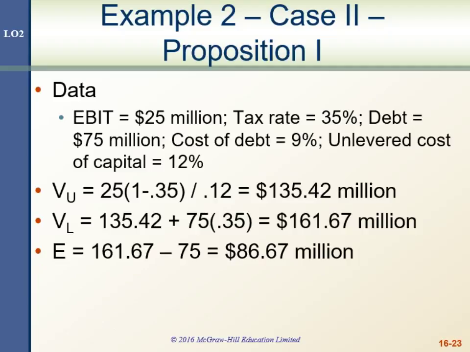All right, so case 2, proposition 1, we have an EBIT of $25 million. Tax rate is 35% this time, and our debt is $75 million with a cost of debt at 9%. The unlevered cost of capital is 12%. The unlevered cost of capital is the demanded return on the equity investment in the firm. So the unlevered cost of capital is completely associated with the equity return because it's an all-equity firm.